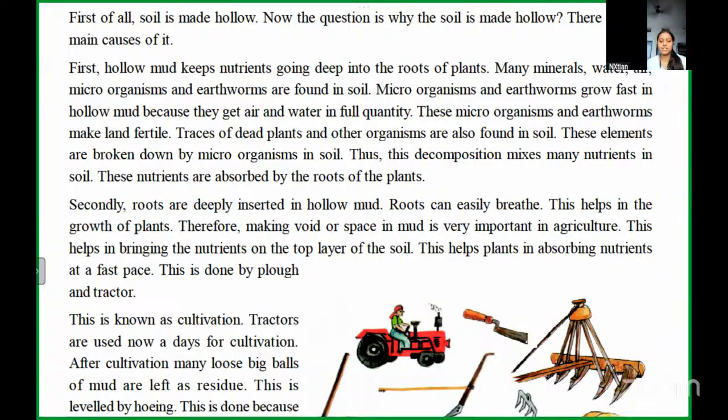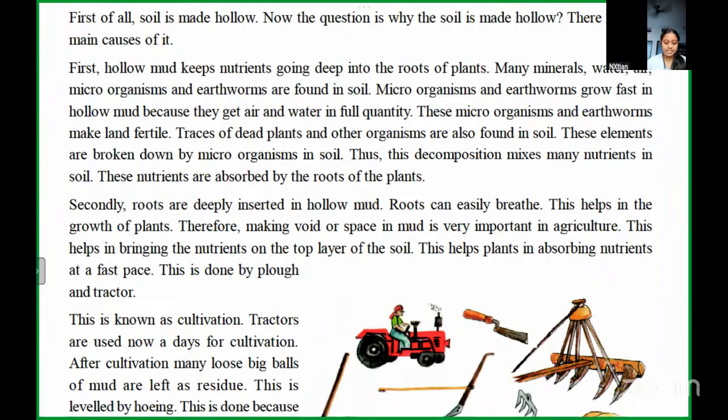What is the work of these microorganisms, these small animals living beneath the soil? When any plant or animal dies, they attach themselves to it and break it down. When they break it down, nutrients are released, and these nutrients are absorbed by the plant. So that is why it is helpful for farmers to make holes in the soil.